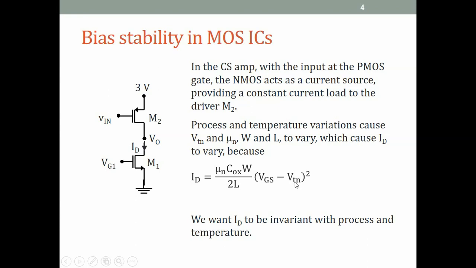But because of temperature and process variations, mobility and VT vary, and so the drain current does not remain constant as a function of process and temperature. And we want to achieve bias stability, we want the drain current to remain as invariant as possible with process and temperature. So this is where current mirrors come in.